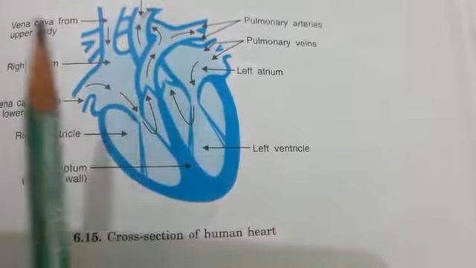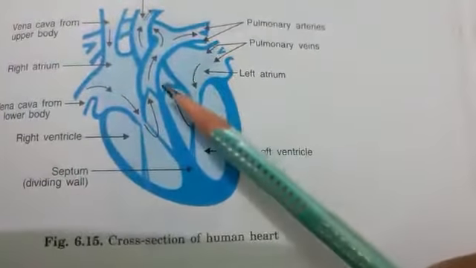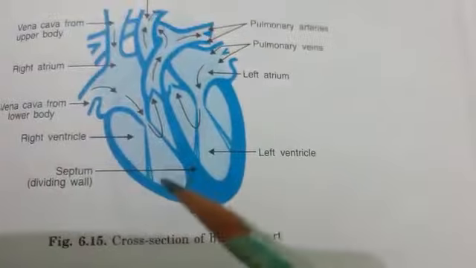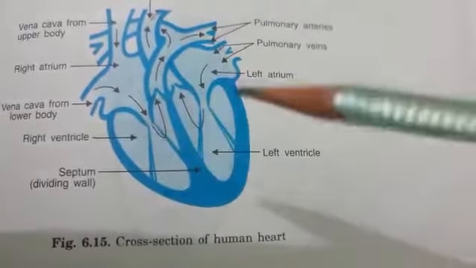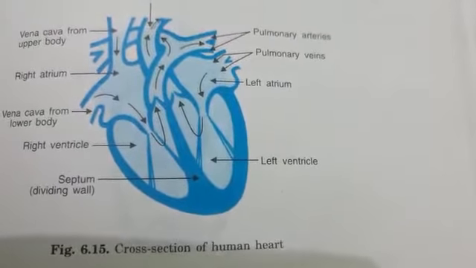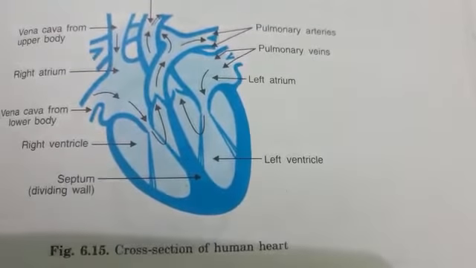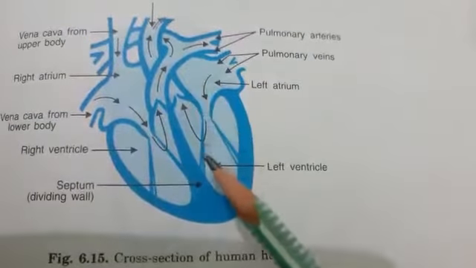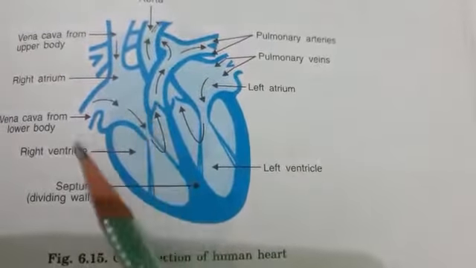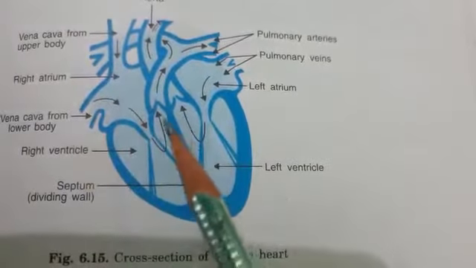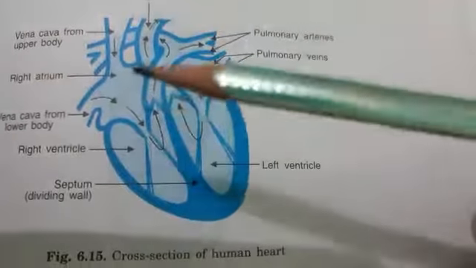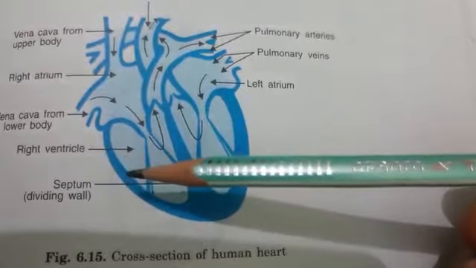Then the right upper part is called right atrium, left upper part is called left atrium. Same as the right lower part is called right ventricle and left lower part is called left ventricle. The atrium and ventricles are separated by cuspid valves. Right part is separated by bicuspid valve and left part is separated by tricuspid valves. These valves control the flow of blood.